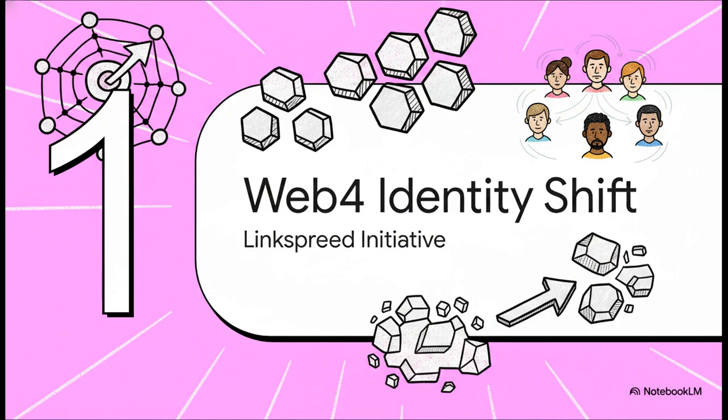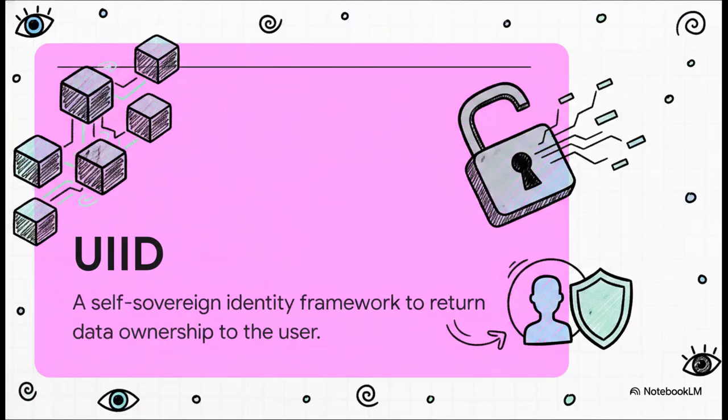Section 1. The Web4 Identity Shift. Okay, before we geek out over the technical specs of version 2.6, we really need to zoom out. We need to understand the broader context of Linkspread's Web4 initiative to see what exactly they are trying to build here. To grasp the impact of this update, we have to look at the foundation, UID, which stands for Universal Integrated Identity. Basically, it is a self-sovereign identity, or SSI, framework. This is the absolute heart of Linkspread's Web4 vision. The end goal here isn't just to build cooler tech, it is a fundamental philosophical shift. They want to return data ownership directly back to you, the user.